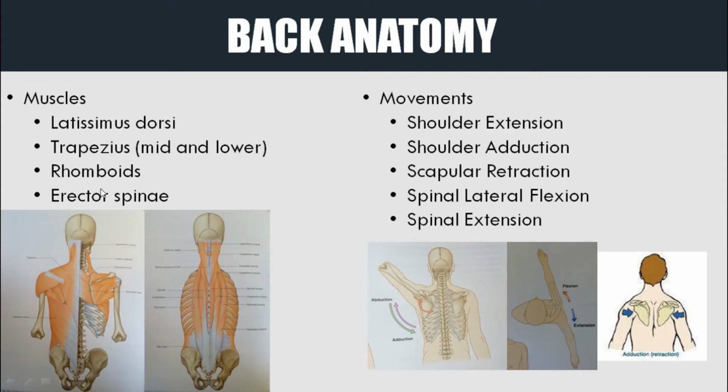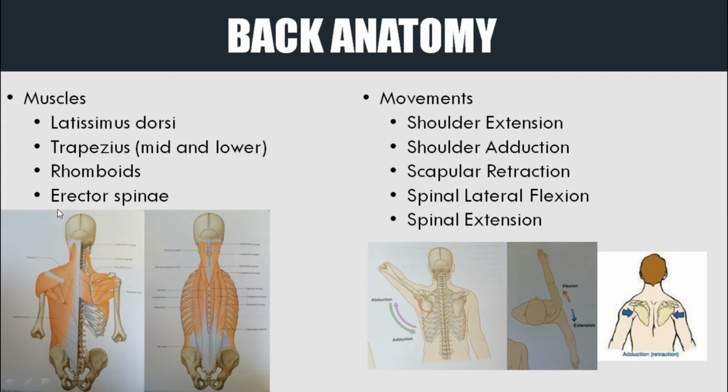We also have the rhomboids, which are here. This is the rhomboid minor and then the rhomboid major. These are fairly decent sized muscles. However, they are located underneath the trapezius here, which means that they don't actually have that much of a contribution to the physical appearance of the back, but adding mass to these muscles is likely to enhance the overall appearance, even though they cannot directly be seen. So we're still going to talk about the rhomboids.